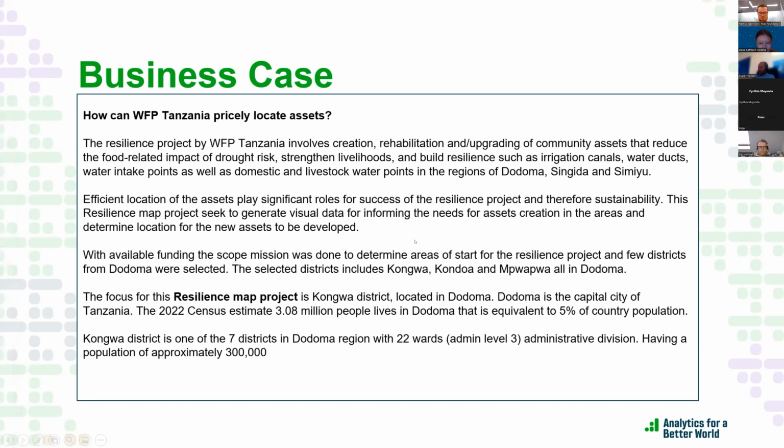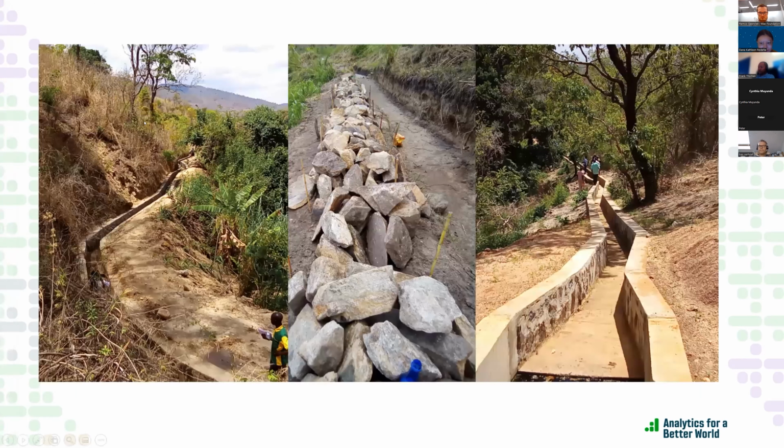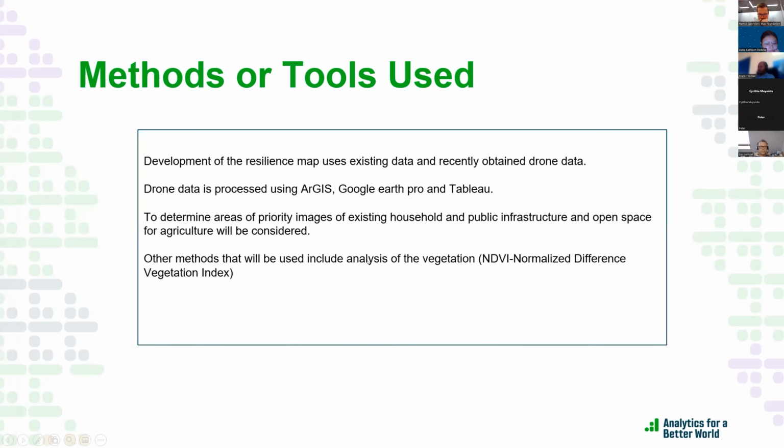And WFP has been constructing this infrastructure. We call them assets. These infrastructures have to transfer water from the water sources to the villages. And locating them is the business case that I am bringing. How can these structures be correctly located? Because you have a lot of villages and a lot of people, and you have to locate them precisely so that they can be useful and sustainable.